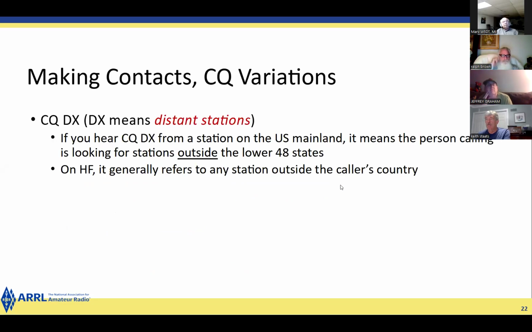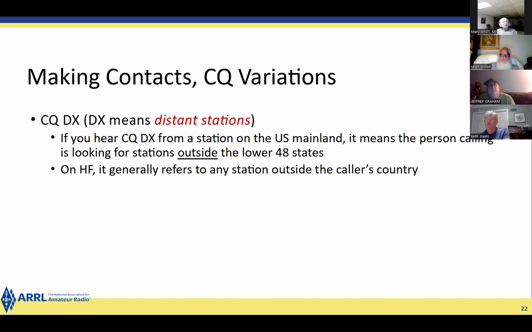Now, of course, if you intend to call DX, you're going to call CQ, CQ, CQDX. This means you don't want to talk to somebody local. And it usually means you don't want to talk to somebody in Canada either. You're looking for somebody outside of North America.